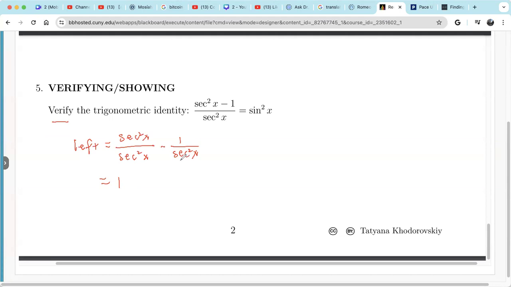Well, 1 minus secant squared becomes cosine squared, right? Because 1 over secant is cosine. Well, sine squared plus cosine squared equals 1. That means 1 minus cosine squared equals sine squared. Well, that's the right-hand side. So it's verified. We started from the left-hand side and we end up at the right-hand side. So we have verified this identity. Okay, that's it. That's the last recitation.